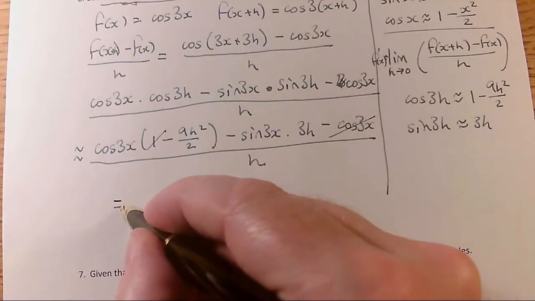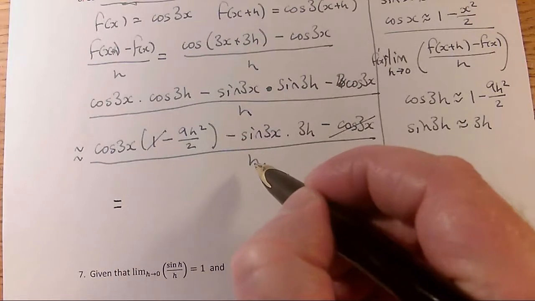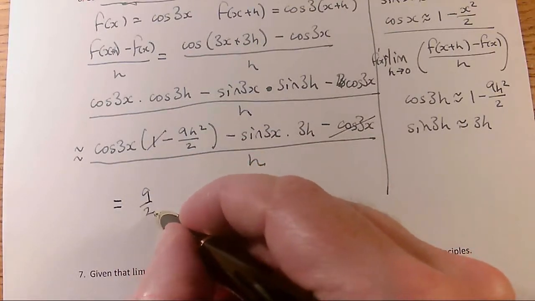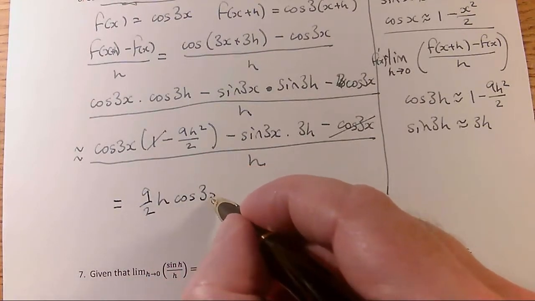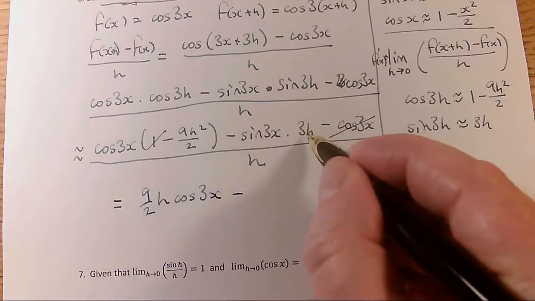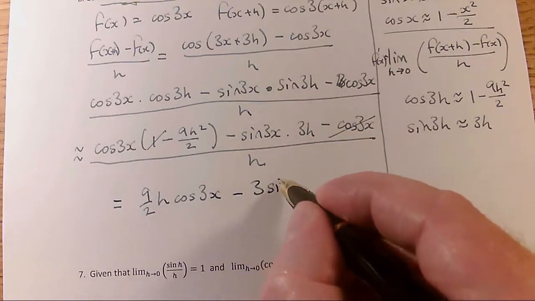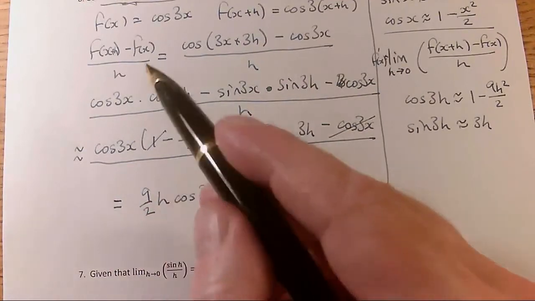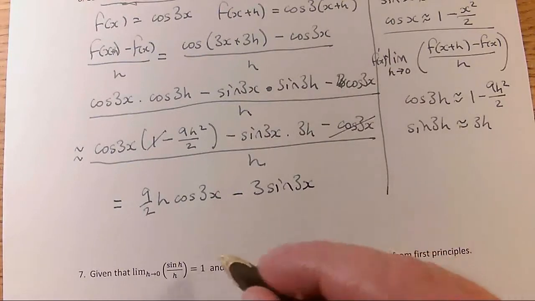So this equals, okay, I've got a 9 over 2 times h squared times cos 3x divided by h, so that's going to be 9 over 2 h times cos 3x, and then this term is just going to be minus 3h divided by the h is cancelled, times minus 3 sine 3x with the h cancelled. Okay, so that is f of x plus h minus f of x all over h, approximately.